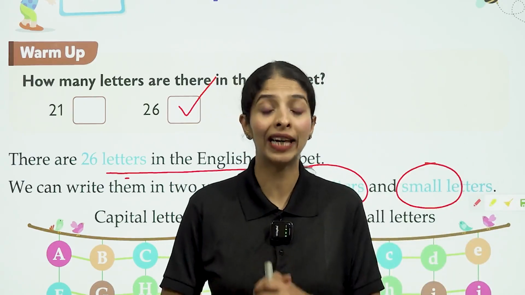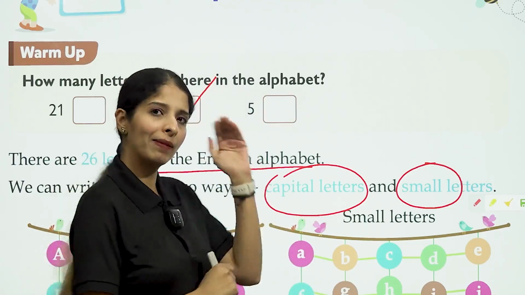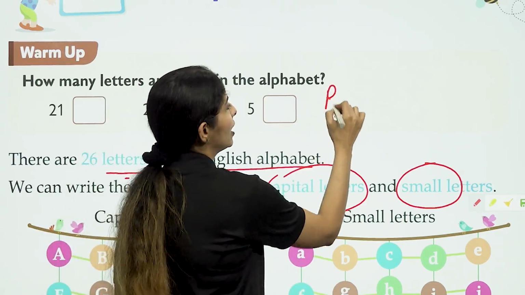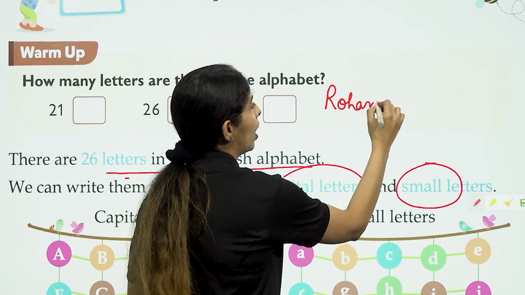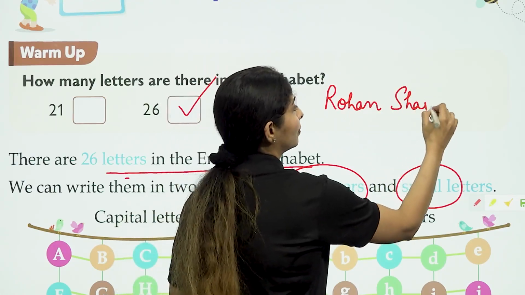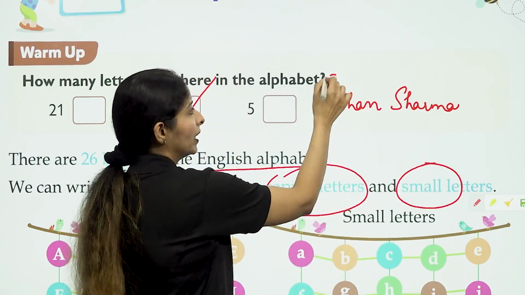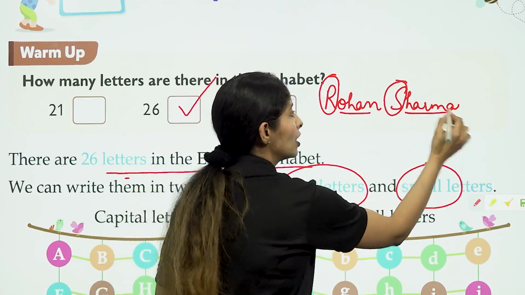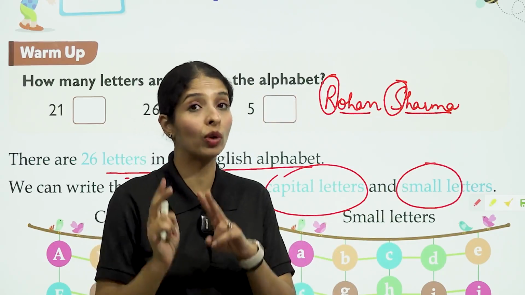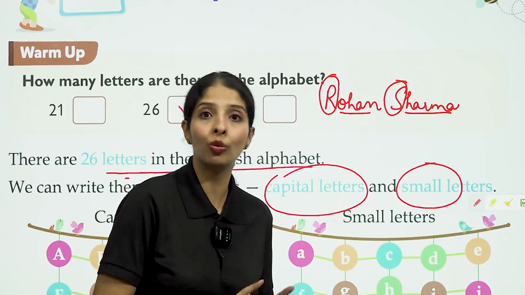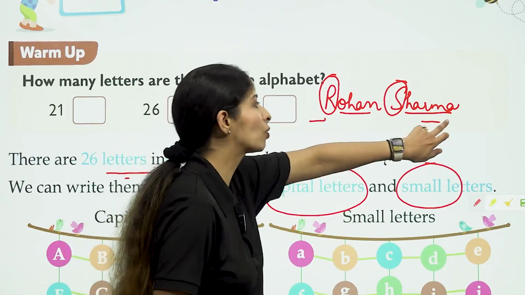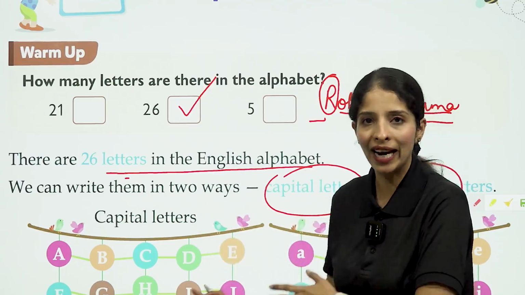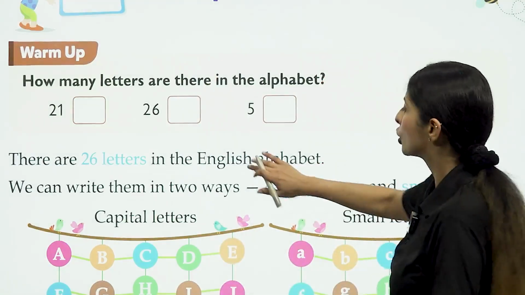When you write your name in your notebook, suppose your name is Rohan Sharma, how do you write it? If you're writing in your notebook, you write it like this, Rohan Sharma. So if you look here, these two are the capital letters, and these all are the small letters. So, there are two ways to write these letters, capital letters and small letters.